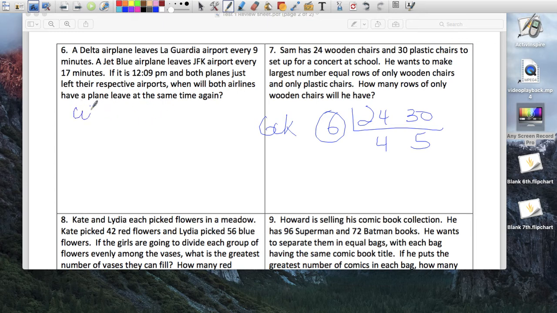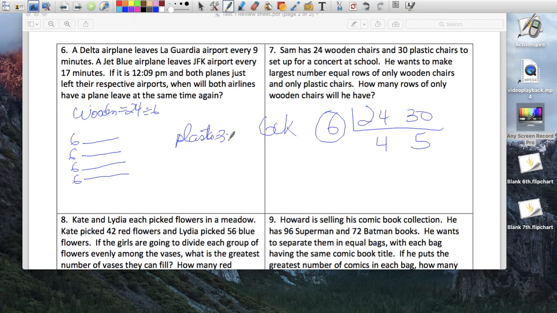So let's do the wooden chairs. Wooden chairs. It's 24. So if 6 is the biggest number of chairs you can put in every single row, how many rows can we have? We have a total of 24. 24 divided by 6 is 4. So I'm going to make 1 row, 2 rows, 3 rows, 4 rows. 6 wooden chairs, 6 wooden chairs, 6 wooden chairs, 6 wooden chairs. Good. That's 24.